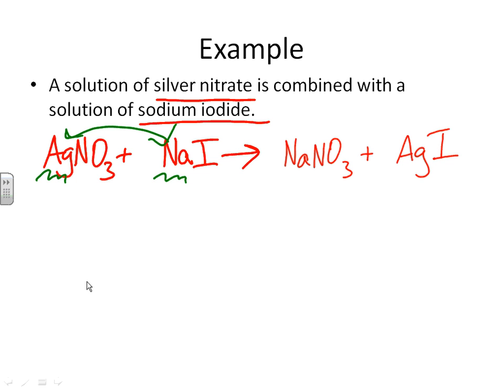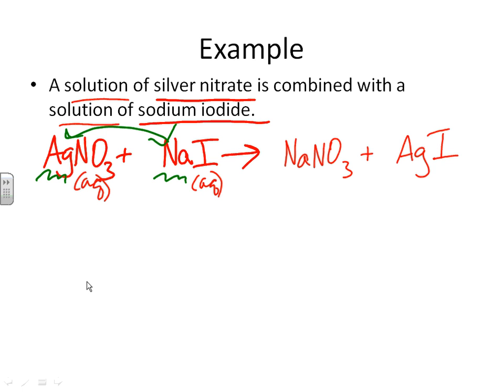Now let's fill in phases of matter. It says that we have a solution of silver nitrate, so we know that that's soluble, and a solution of sodium iodide, so clearly that is soluble. Now let's think about our products. Sodium nitrate. We want to think, are these things soluble or insoluble? Realistically, that's the thought process for double replacement reactions, soluble or insoluble.